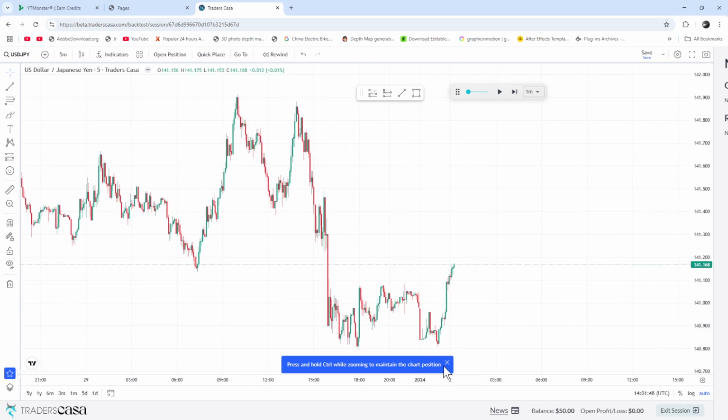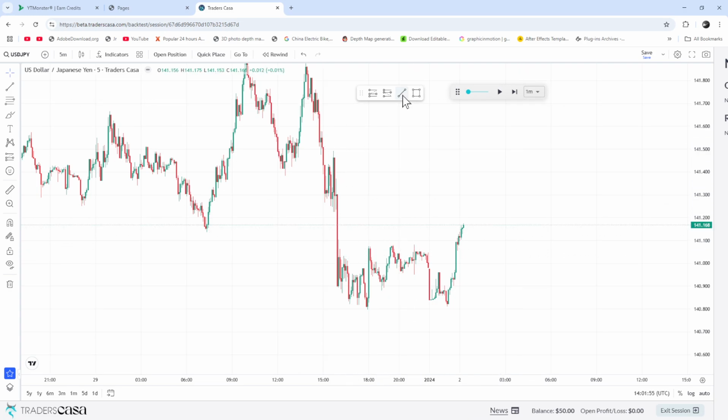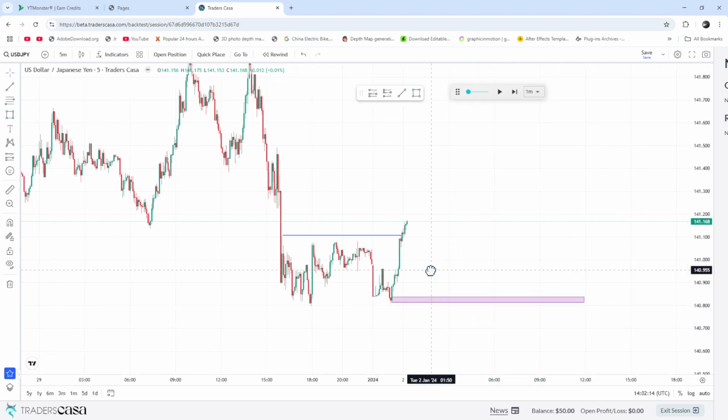Perfect. So my strategy is very simple. What I have to do is wait to see the break of structure. Like we can see here, this was the previous high, which is already broken, and we can see a fair value gap here. So I will consider this as a supply zone, sorry, a demand zone. So whenever the market comes back to this area, I want to execute it.